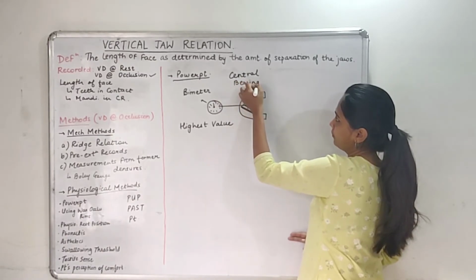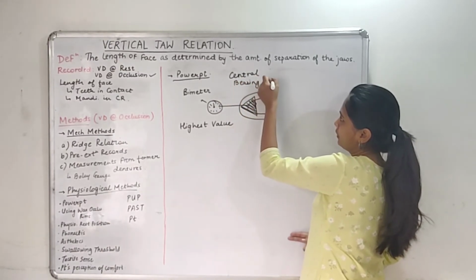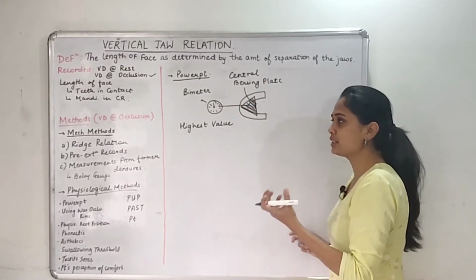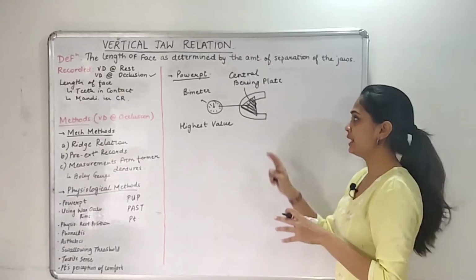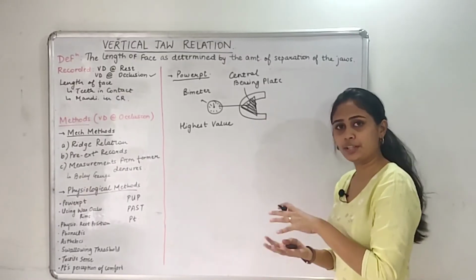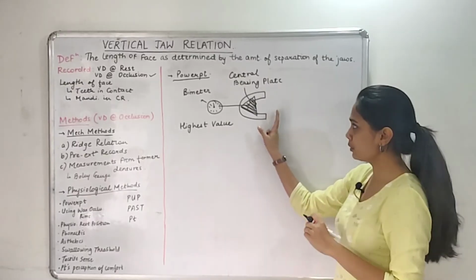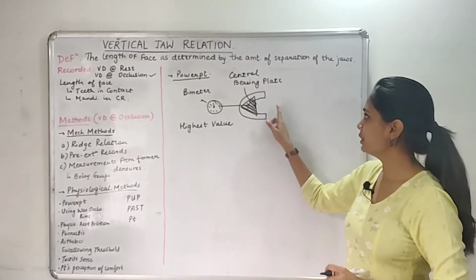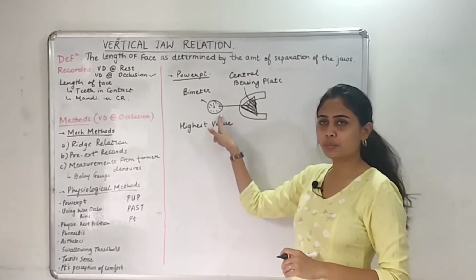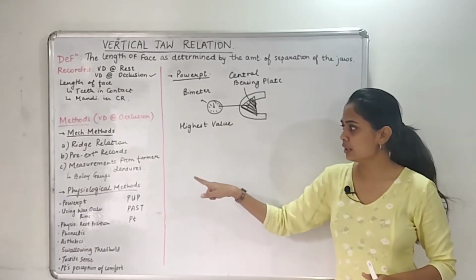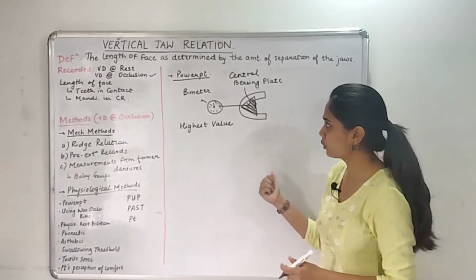On the rim, and this central bearing plate takes up the force that is generated when the mandibular and the maxillary rims collide or are put into occlusion. This force is transferred to a biometer, and the highest value on the biometer gives us the vertical dimension at occlusion.